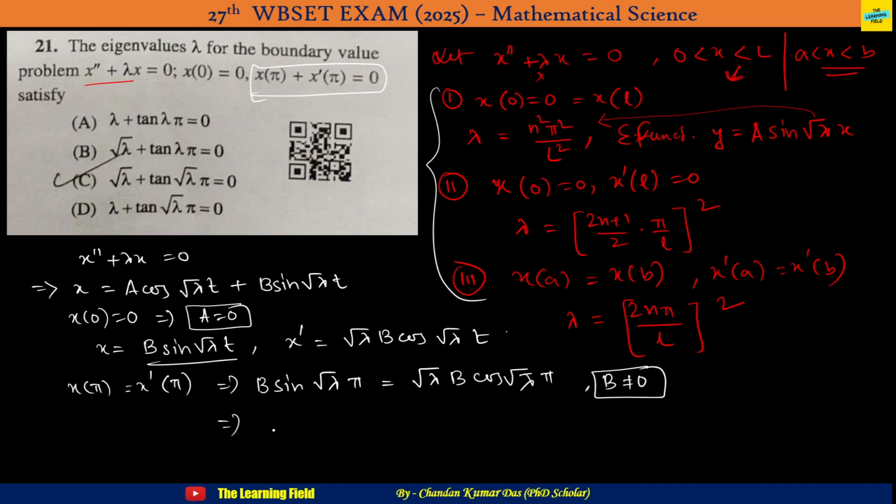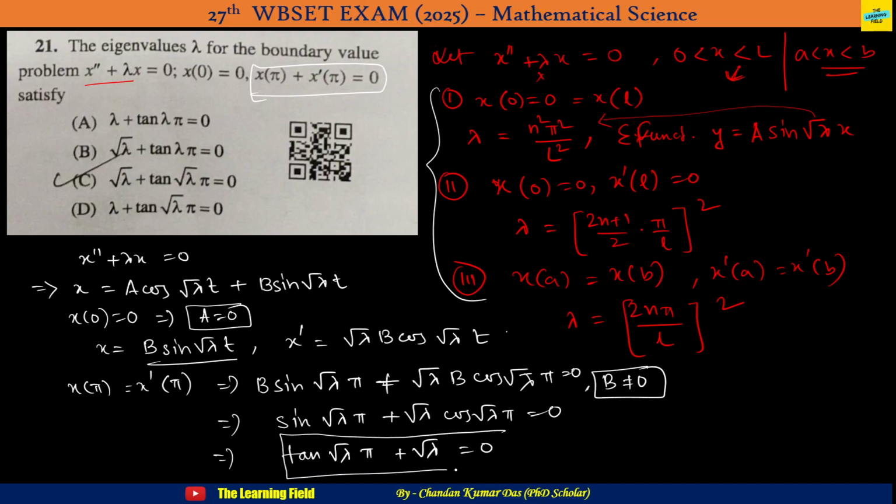This is a very basic class 9-10 concept. So sine... oh sorry, this is plus, this is equal to 0. So sine root lambda pi plus root lambda cos root lambda pi is equal to 0. Now if we divide this by cos root lambda pi, then we get tan root lambda pi plus root lambda equal to 0. And this is the answer. Which one? Option C. So option C is the right answer.